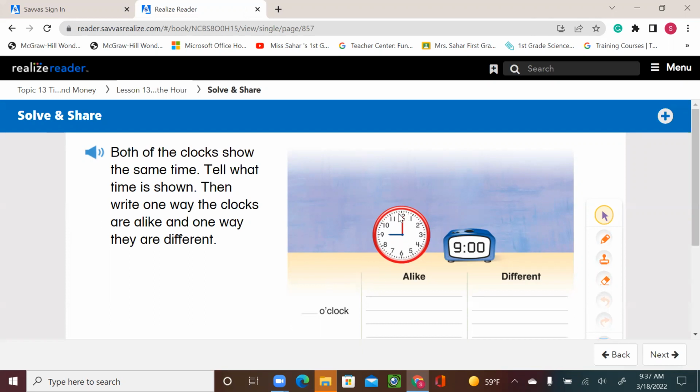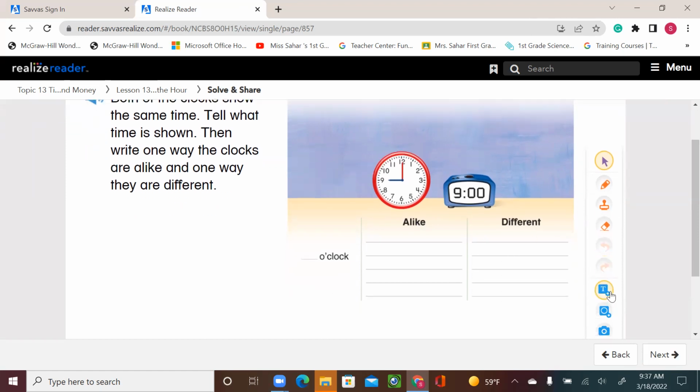This is an analog clock. Over here, on the digital clock, I can see number 9. So it's 9 and 2 zeros means no minutes. So 9 o'clock. So they're both showing the same time, which is 9 o'clock. So write first 9 o'clock and we'll put it here.